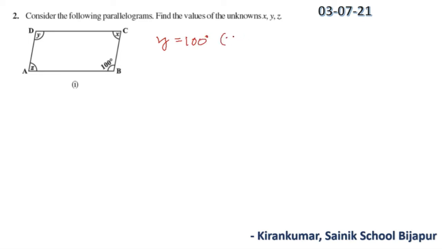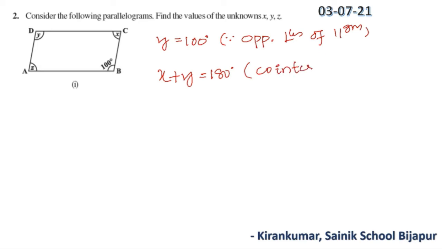It's very important to mention the reasons in geometry. The reason here is opposite angles of parallelogram are equal. Now, I can make use of this: x plus y is 180 degrees because they are the co-interior angles, or you can also write adjacent angles, co-interior angles. Y value is known to us, so x will be equal to 180 degrees minus 100, which will be 80 degrees.